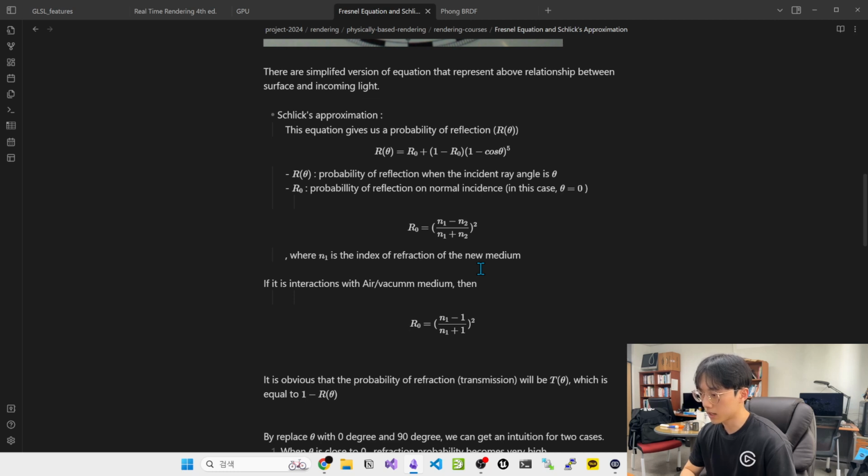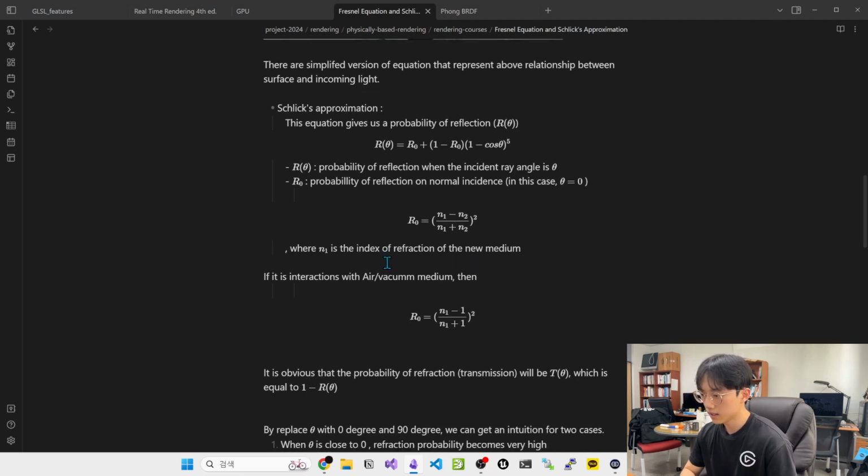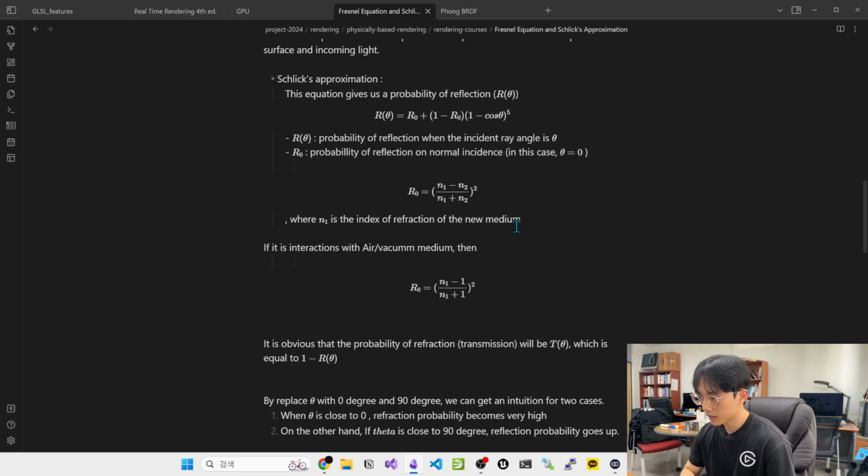We can express r theta with the index of refraction of the new medium. I didn't fully understand about it.